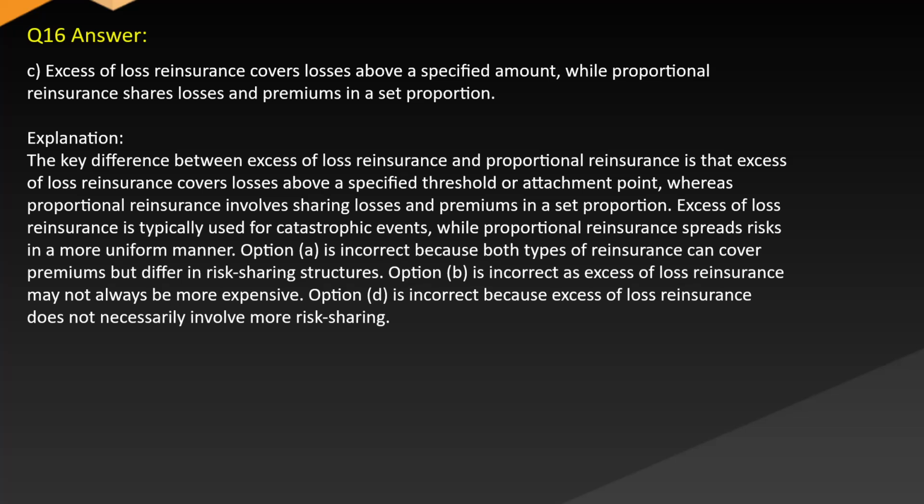Option A is incorrect because both types of reinsurance can cover premiums but differ in risk-sharing structures. Option B is incorrect as excess of loss reinsurance may not always be more expensive. Option D is incorrect because excess of loss reinsurance does not necessarily involve more risk sharing.